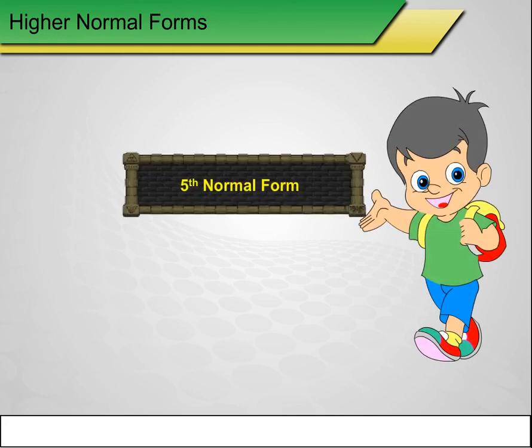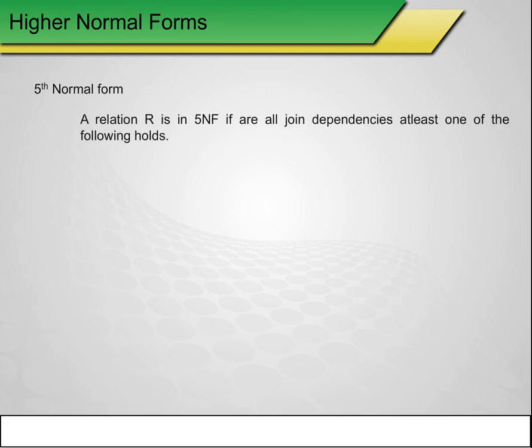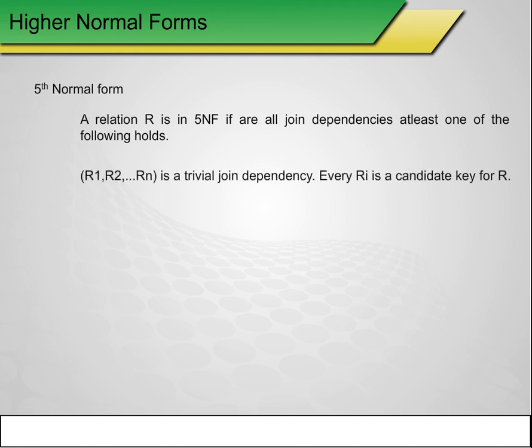Fifth normal form. A relation R is in 5NF if for all join dependencies in R, at least one of the following holds: R1, R2 and up to Rn is a trivial join dependency; every Ri is a candidate key for R.